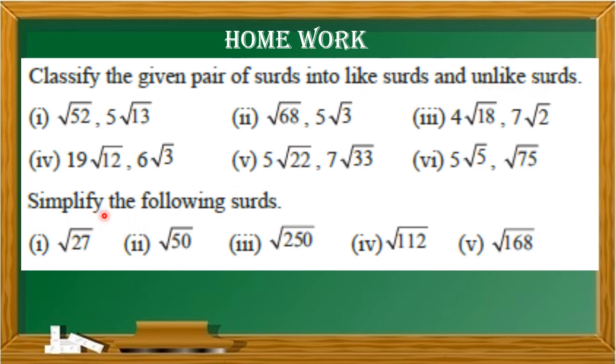Second example is simplify the following surds. You have to simplify them by factorization. After factorization, you can take out the numbers which are perfect squares. They can be taken out. In this way you have to simplify the given surds.